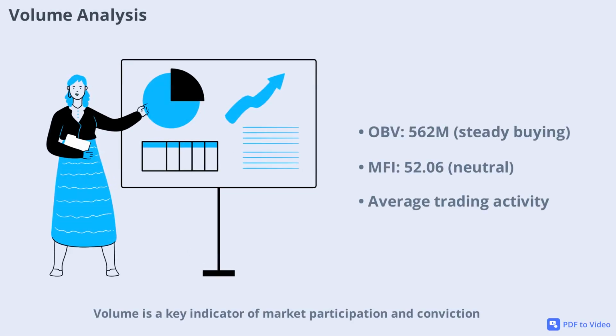Volume is a key indicator of market participation and conviction. Mu's on-balance volume, OBV, is over 562 million, and the Money Flow Index, MFI, is at 52.06, both suggesting steady buying interest. The accumulation distribution, AD, line is also positive, though the AD oscillator is slightly negative, hinting at some recent distribution. Volume growth rate is 1.32, and the relative volume is just under 1, indicating average trading activity.